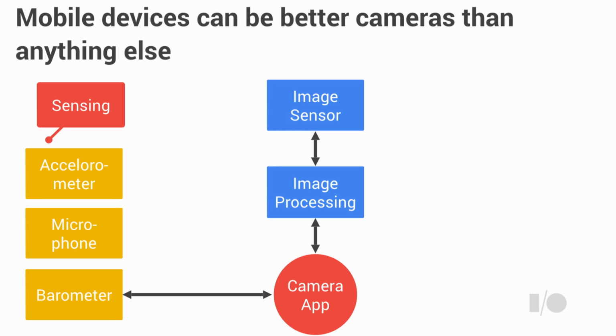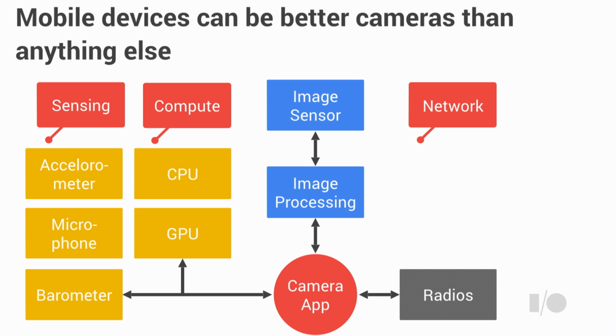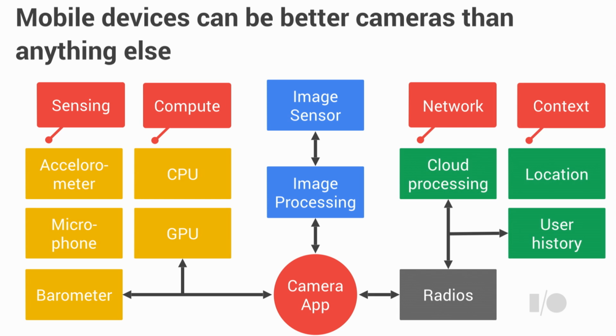The hardware is getting better. They're getting faster. And really, I think mobile devices can become better cameras than anything else out there, because they have so much more than just the camera. They have a lot of additional sensors. They have a whole lot of computing power, both the CPU and the GPU. They're connected to the network, so they can connect to the world and know about the context of where you are, what you've been doing, and connect to additional resources in the cloud.